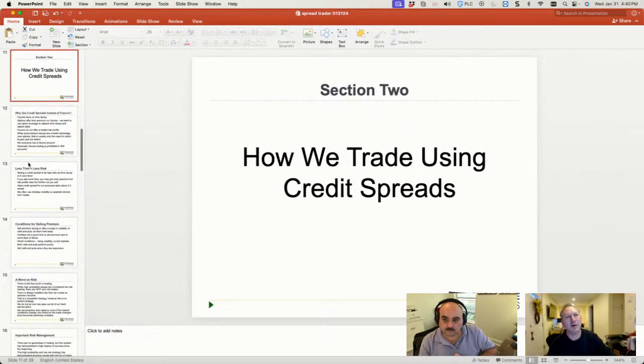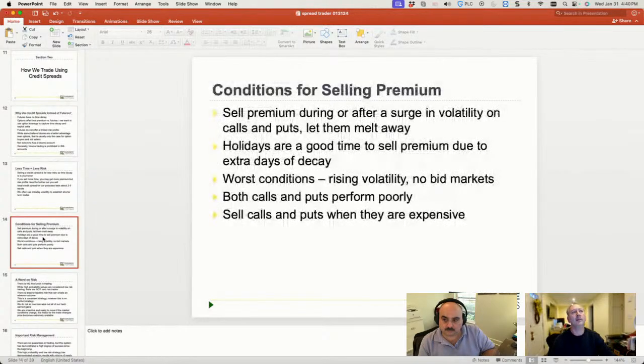So, last couple of slides here. Let's talk about risk here. Conditions for selling premium: premiums are rich during or after a surge in volatility. Holidays are always a good time to sell puts and put spreads, because volatility starts to flatten in front of a holiday. It's not always like that, but usually like that.